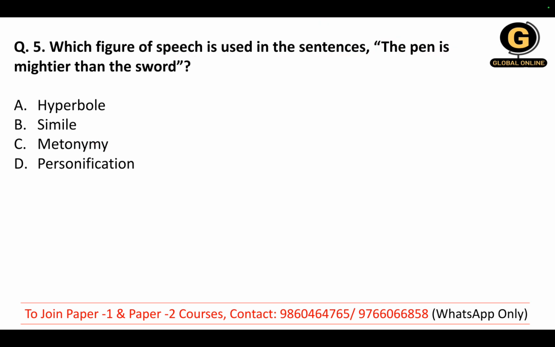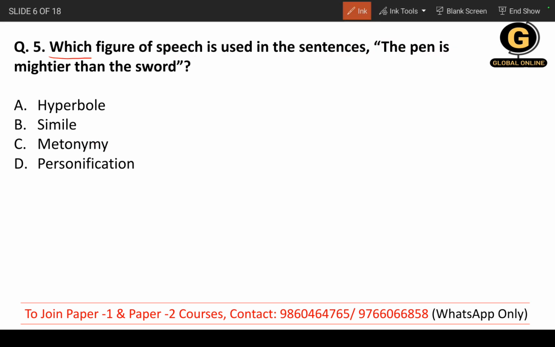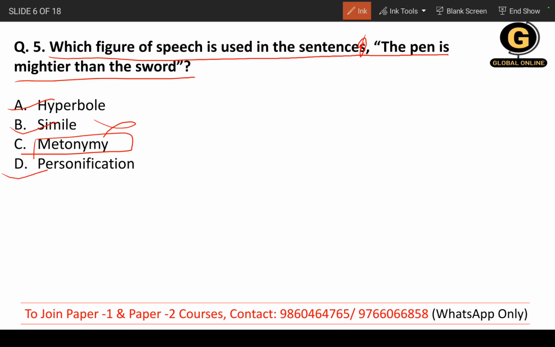Let's jump into the fifth question. Which figure of speech is used in the sentence, the pen is mightier than the sword? Of course, it's not the word, I'm so sorry. The pen is mightier than the sword, right? So, similarly, we have discussed that there must be a direct comparison, so it will not be the answer. Personification, there is no personification. There is no hyperbole. So, metonymy is the correct answer. But why?